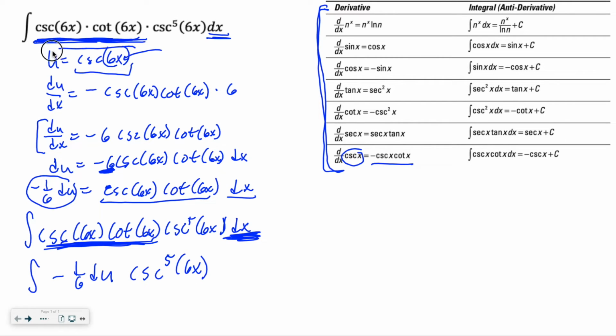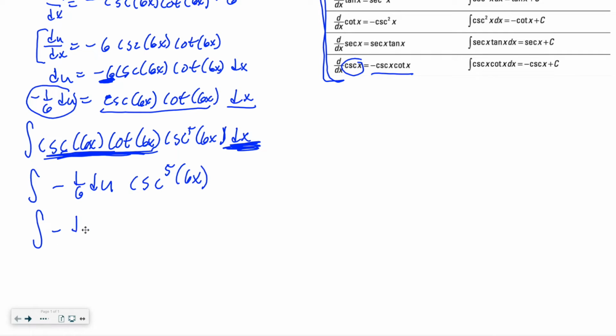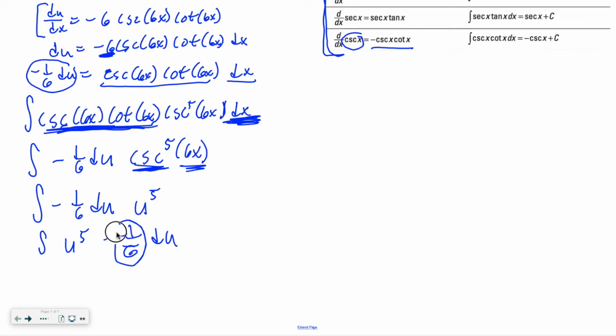Remember, we said that we're going to let u equal cosecant 6x. So now we have, scroll down, we have this, negative 1/6 du, and then this is u now. Cosecant 6x is u. So u to the 5th power. So let's rearrange that so it looks pretty. So we have u to the 5th power, and then we have negative 1/6 du. And so constants like this, we can just move to the outside like this here. So we'll have negative 1/6 here, u to the 5th du, and then we just take the integral like we normally would.